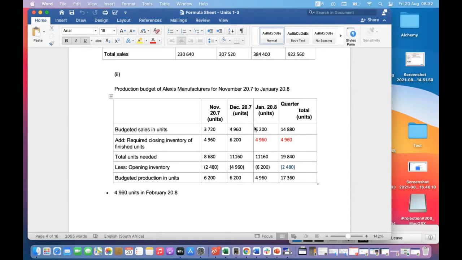Now, can you see here? I've put in the bullet point: 4,960 units in February. That's how much they want to sell in February. Here they made us do a budget from November to January. The reason they told us that is so that we can have something under the required closing inventory over there. Then when it comes to the total budgeted units for the quarter, because this is a production budget for the quarter, we're obviously just adding all three of these to get that.